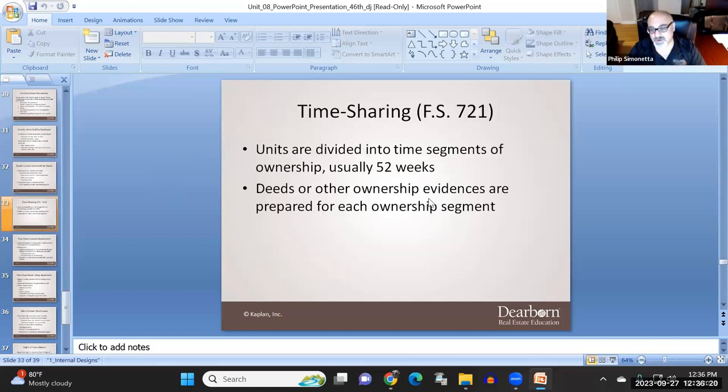Now let's talk about timeshares. Timeshares have their own Florida statute, 721. So 718's condos, 719's co-ops, 721 is timeshares. Okay. Now, timeshare units are divided into time segments of ownership, and they're 52 weeks usually. So each week is a time period that is sold. Okay, deeds or other ownership evidences are prepared for each ownership segment. So literally, one unit has 52 deeds, and each deed is sold for that week.